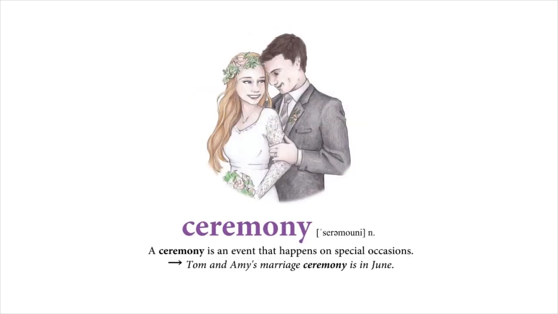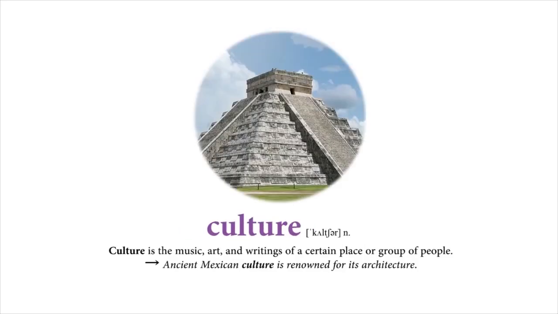Ceremony. A ceremony is an event that happens on special occasions. Tom and Amy's marriage ceremony is in June. Culture. Culture is the music, art, and writings of a certain place or group of people. Ancient Mexican culture is renowned for its architecture.